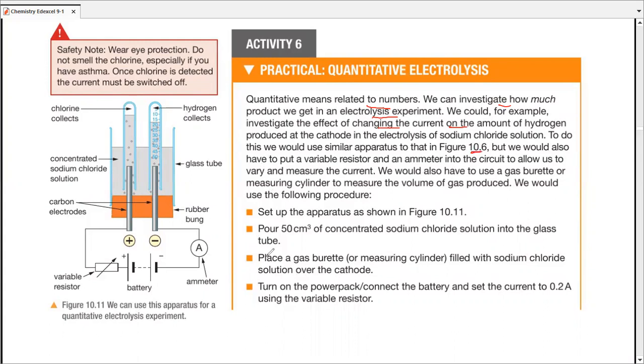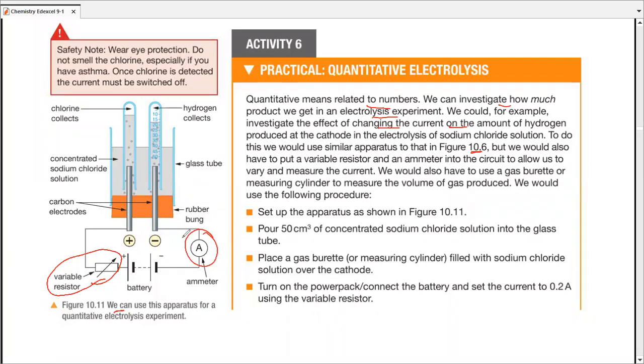So, in order to do this, we set up a similar apparatus. We have the figure 10.6, and this 10.11 has a similar kind of apparatus. But what we changed over here are a couple of things. We have to put a variable resistor over here. As the name suggests, this is going to add resistance, and the resistance can be varied as per our requirement. We have also added an ammeter to measure the current we are putting. So as soon as we increase or decrease the resistance, we know how much current is flowing through the system. So the resistance would be controlled with the help of the variable resistor, and the amount of current flowing would be identified with the help of the ammeter.